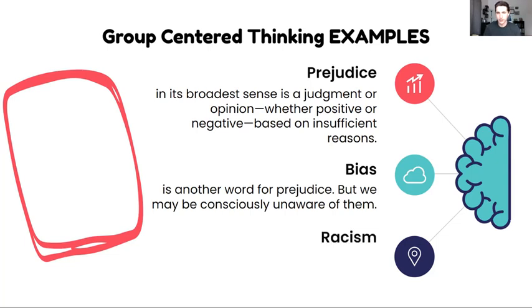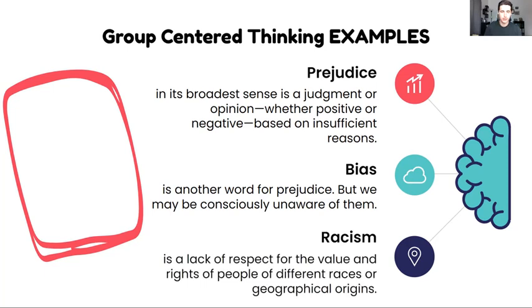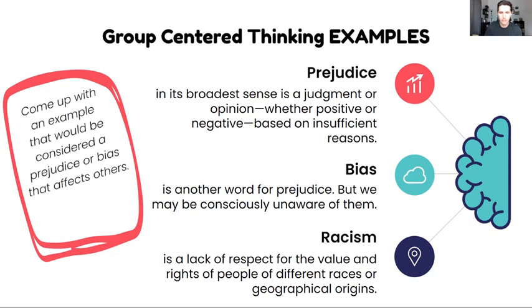Obviously, an example that comes to mind immediately is racism, but also other isms, sexism, ableism, lots of other isms. And in its broadest sense, right, these isms capture a lack of respect for the value and rights of people of different races or geographical origins or ages or gender identification or sexual identification. So lots of isms could crop up here, and this can often be traced back to group-centered thinking, right, and how it can be problematic. So perhaps you can think of another example of a prejudice or bias that affects others, that would be an example of a group-centered violation of critical thinking.